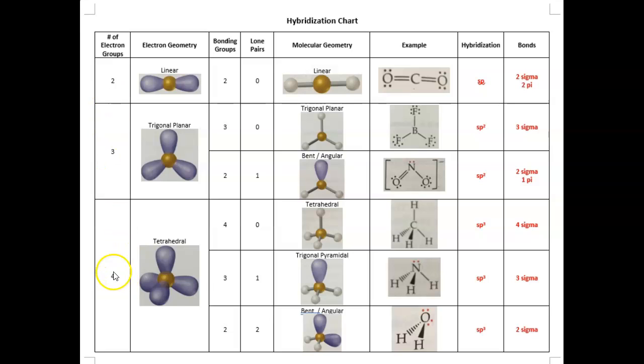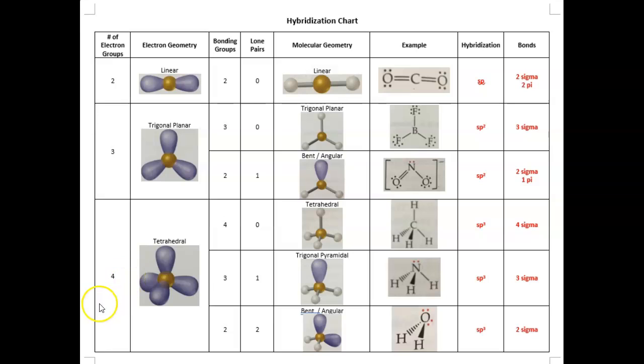Well, when there's 4 electron groups around a central atom, and the electron geometry is tetrahedral, that is always sp3 hybridization. When there's 3 electron groups around a central atom, which is trigonal planar electron geometry, that's always sp2 hybridization. And when there's just 2 electron groups around a central atom, and it's linear electron geometry, that's always sp hybridization. 4 electron groups, sp3; 3 electron groups, sp2; 2 electron groups, sp.